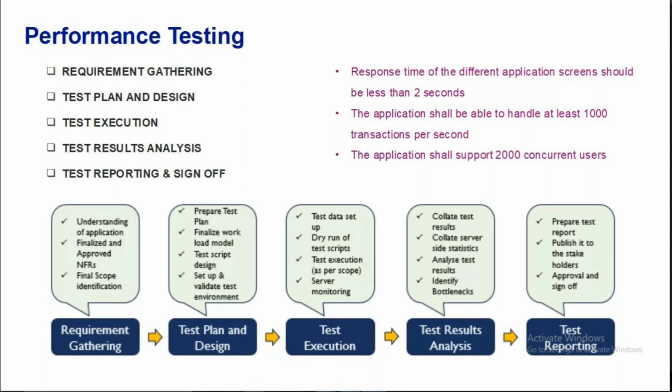The application shall support 2000 concurrent users. So I have given three NFRs from three different perspectives: response time, throughput or TPS, and user load. Your performance testing will revolve around these parameters, which is why I have identified those. We do our workload design modeling with those parameters. I'll explain that clearly.